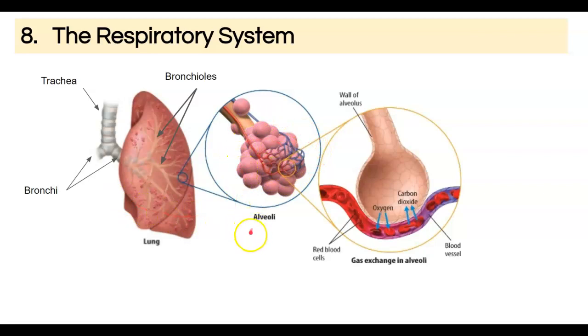Those are called alveoli. And so the alveoli are basically the site of gas exchange. I want you to notice, this is an alveolus if we were looking at a cross-section of it. And you'll notice that the alveoli are surrounded by this capillary network.